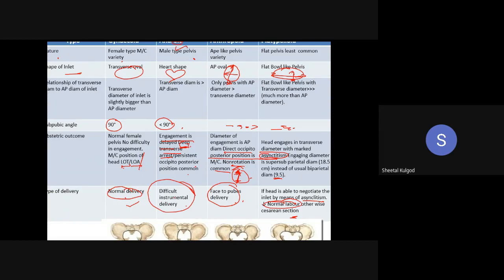Android pelvis is the one where there could be a difficulty, as we discussed with deep transverse arrest. Sometimes we might have to end up with a difficult instrumental delivery, but in modern obstetrics nowadays, even though there is deep transverse arrest, or difficulty in engagement or outlet delivery, we do not go for a difficult instrumental delivery. Rather, we would prefer to go with the LSCS, which is much safer. Understood?